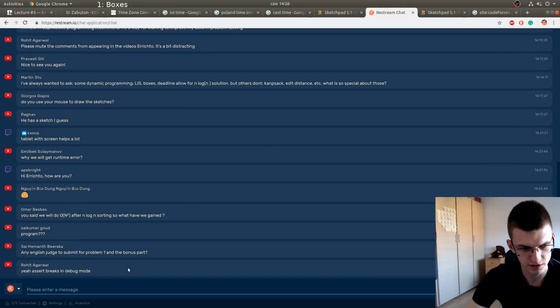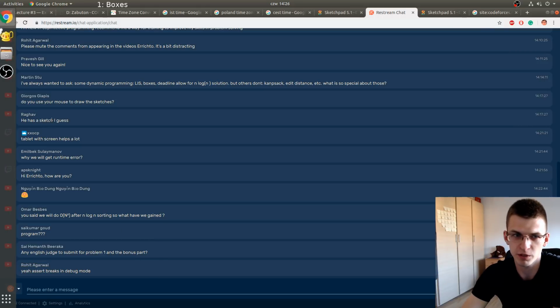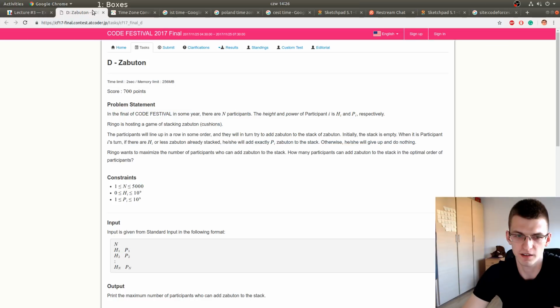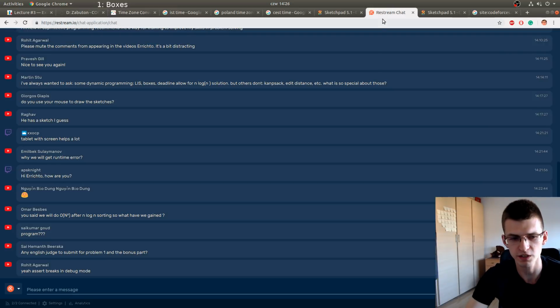Yeah, assert breaks in debug mode. And without debug mode, it can be, let's say, undefined behavior. I'm not necessarily sure, but sort assumes that the comparator works. So here we have a problem with n items, each with some height and power, and apparently it will be equivalent. You can solve that later.